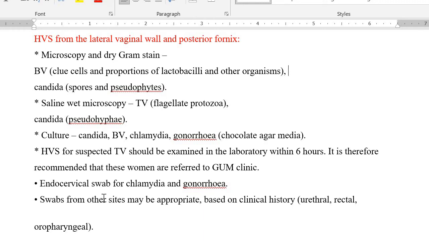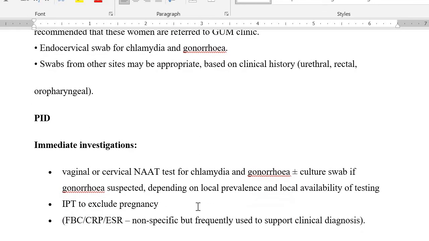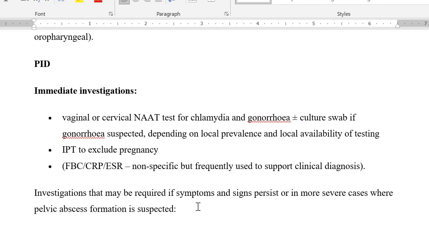So it is therefore recommended that these women are referred to the GUM clinic. Endocervical swabs should be taken for chlamydia and gonorrhea, and swabs from other sites may be appropriate based on the clinical history, like urethral, rectal, and oropharyngeal, depending upon the practices and the habits of the person we are investigating.